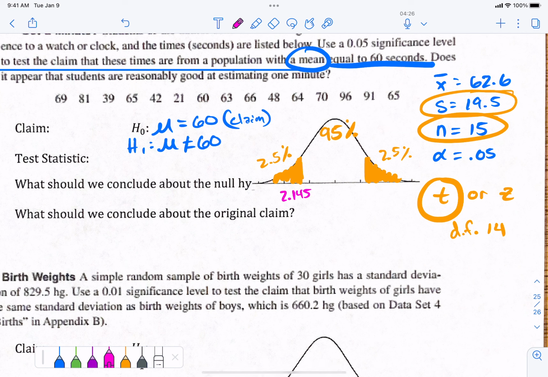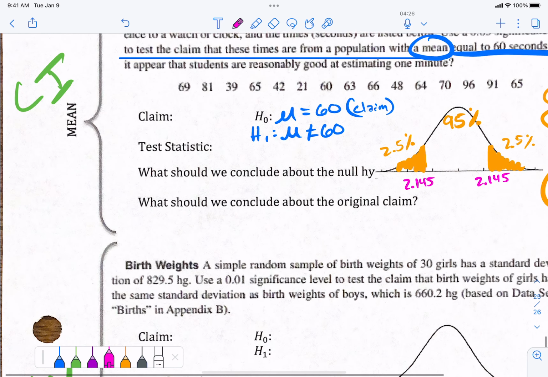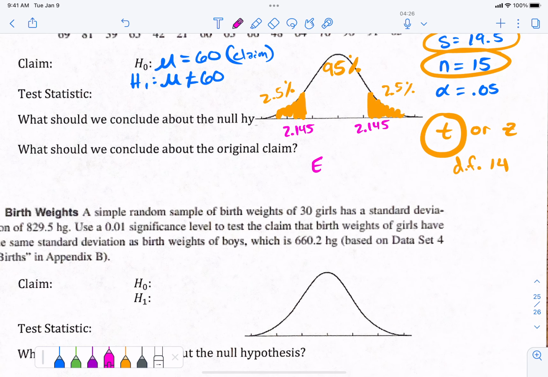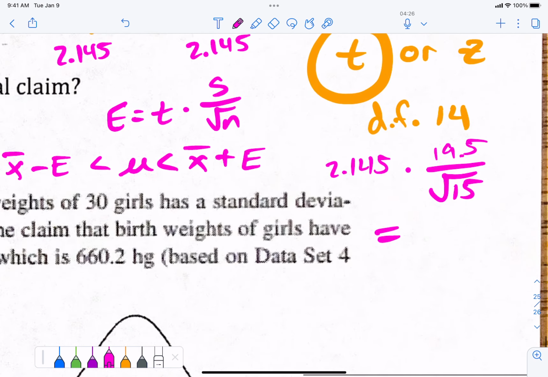2.145. Okay, but we're doing the confidence interval method, which means we have to calculate the error. And then we do x bar minus the error and x bar plus the error, right? That's how you do the confidence interval method. I do not tell you on the test which method to use. You get to choose whatever, I don't care. The error is t or z, so in this case it's t times s over the square root of n. T was 2.145, s was 19.5 over the square root of 15. Okay, so what's the error? I got 10.8. 10.8 for an error. Does that sound right?